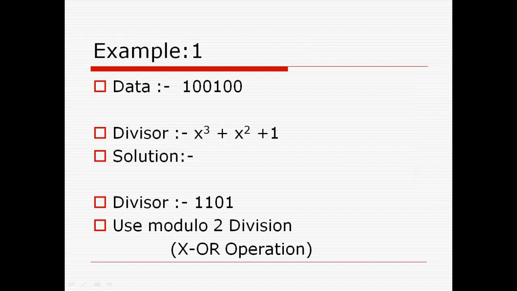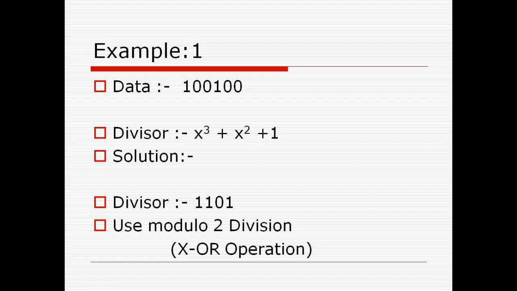So first we will convert this CRC polynomial into binary. So one bit is present, we put 1. X term is absent, we put 0. X square is present and x cube is present. So our divisor is 1101. So total number of bits in the divisor are 4. So we will append 4 minus 1, that is 3 zeros in the data portion.